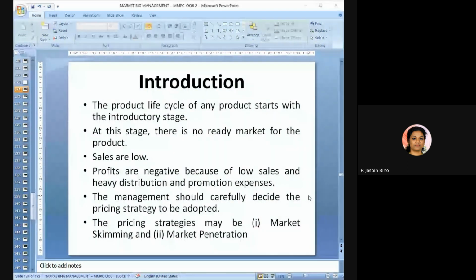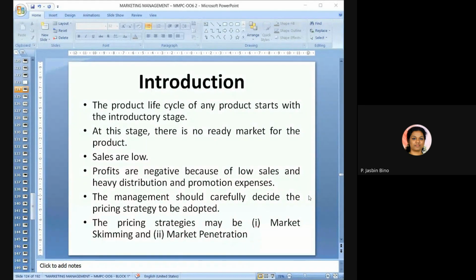First is the introduction stage. In this stage, the product starts. Just imagine a new product is introduced in a market. So it starts with the introduction phase. There will be no ready market for the product. Sales will be very low. People will not be aware of the product. So normally profits will be negative because of low sales. They need to spend more in the introduction stage. They have to spend more on promotional activities like advertisement to create awareness among the customers or the public. So the profits will normally be negative because sales will be very low.